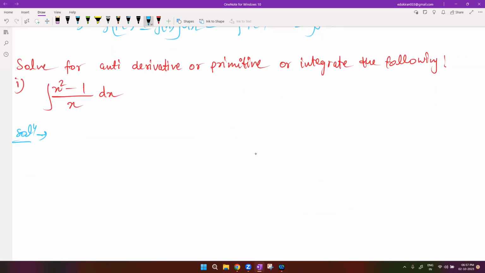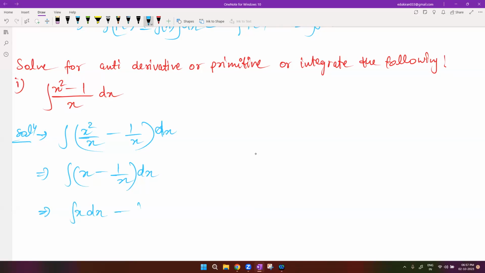In this case, we have divided the whole function by x, but we can certainly divide the individual terms by x as well. So we can write this whole thing as x square by x minus 1 by x, with dx. Now this can be written as x minus 1 by x. There are two different functions, x and 1 by x. We know the integration of both of them, and we are subtracting them. So definitely we can distribute the integration like this: integration of x dx minus integration of 1 by x.